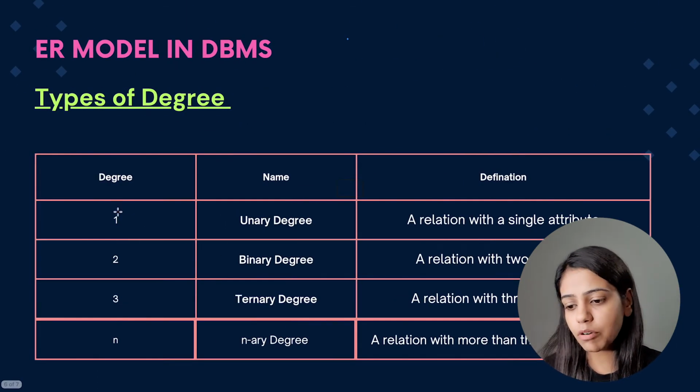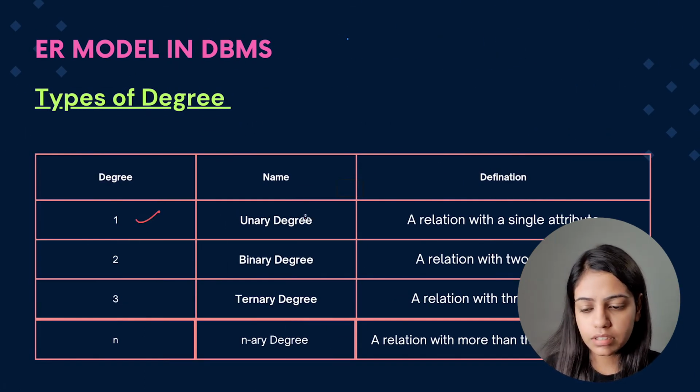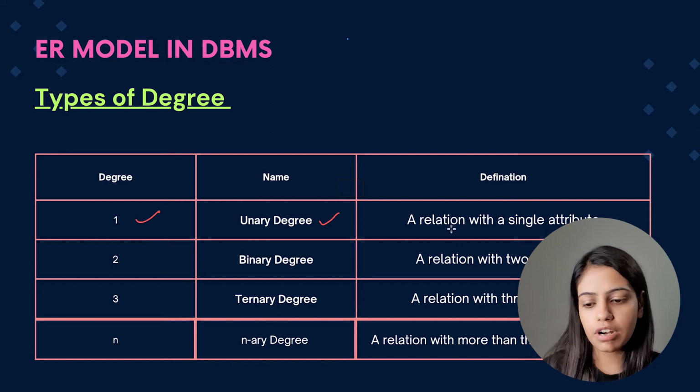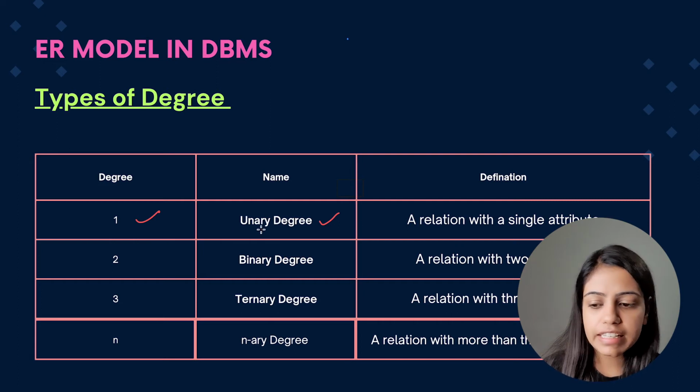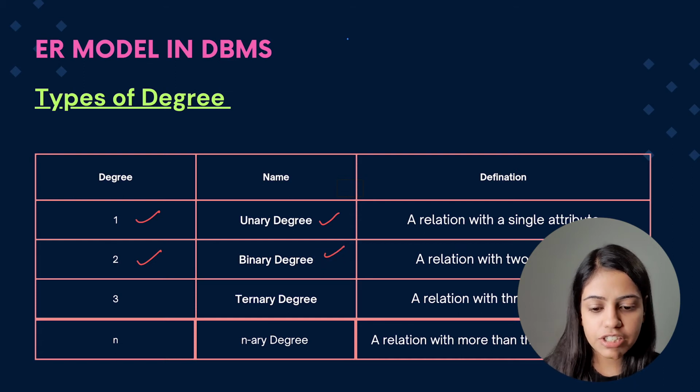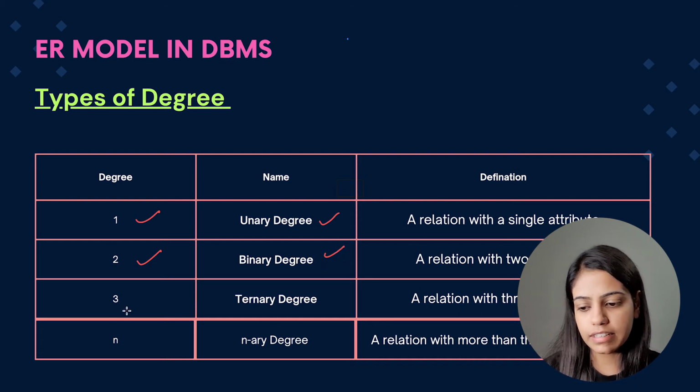Now here are the types of degree. Degree 1 is called unary degree, and a relationship with a single attribute is called unary degree or degree 1. Degree 2 is called binary degree, and a relationship with two attributes is called binary degree.